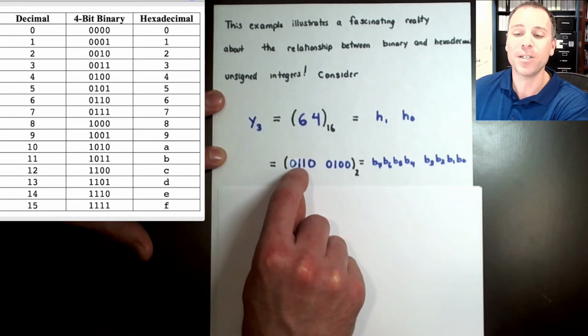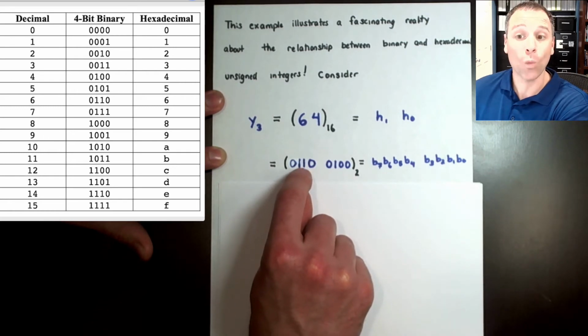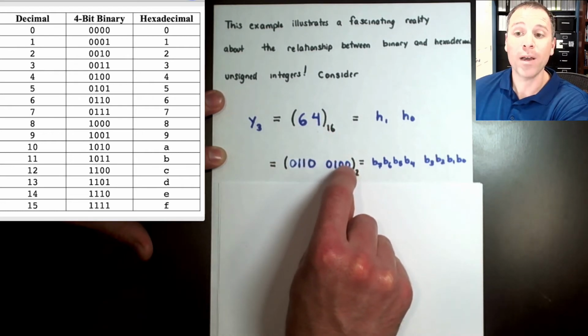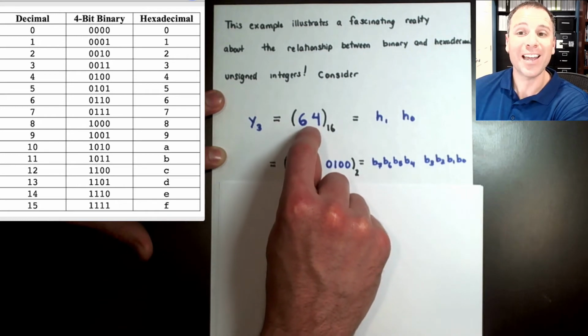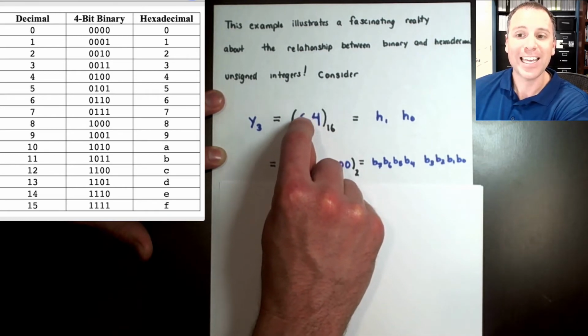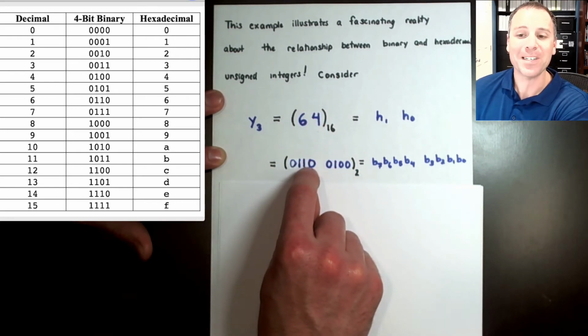Remember that each position in a binary number represents powers of 2. 6 has 0 powers of 1, has 1 factor of 2, and 1 factor of 4. On the other hand, 4 has 0 of 1, 0 of 2, and 1 of 4, none of 8. So literally, to translate from hexadecimal into binary, I take each individual digit and just look at its binary representation.